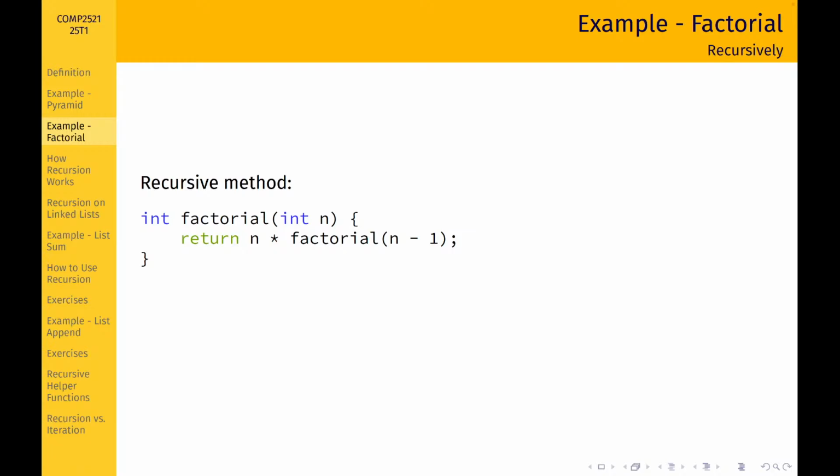If we try to implement this, we might get something like this. In our factorial function, we return n times factorial of n minus 1. But what's wrong with this function? Anyone want to answer?